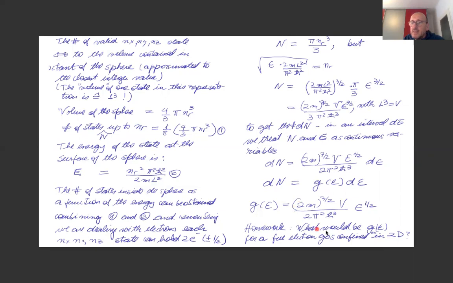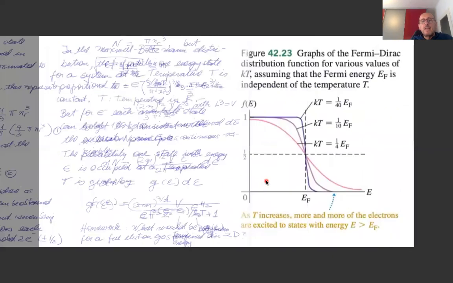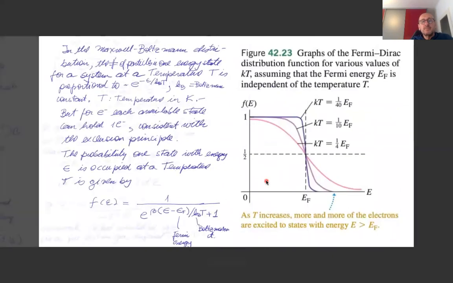This here is the energy density, meaning this is the number of states per energy per volume. Okay, no, the volume is here. This is the density of states. This is the number of states per unit energy. You have to multiply by energy and you get the total number of states in the system. Okay, let's look at that.